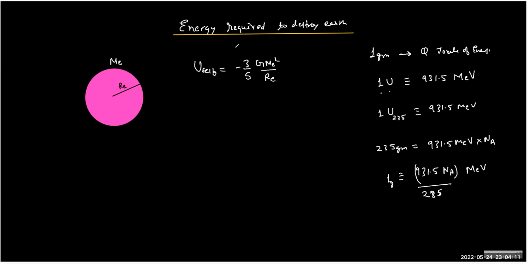So to create energy equivalent to this value, to destroy the Earth, the energy given plus U self must be equal to 0. So E given will be equal to how much? 3 by 5.